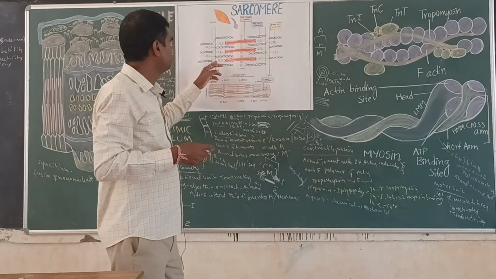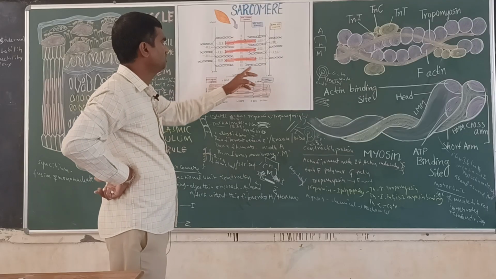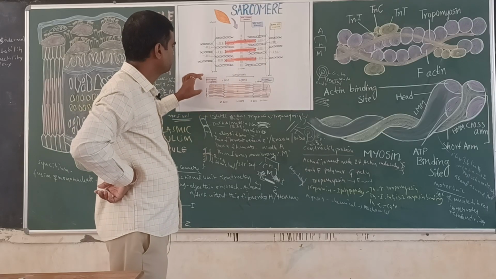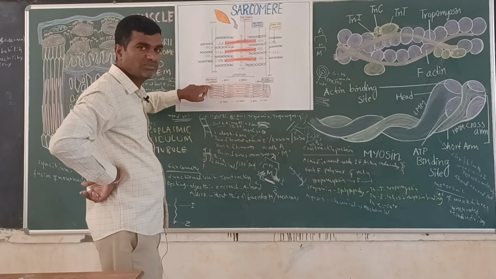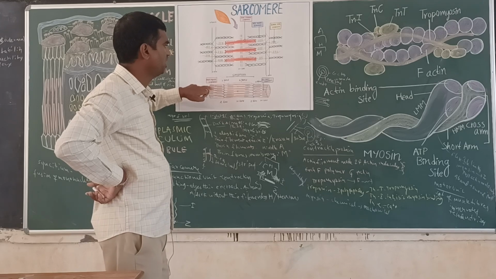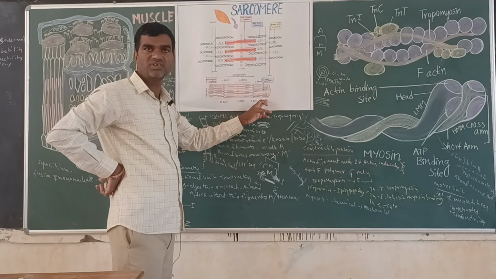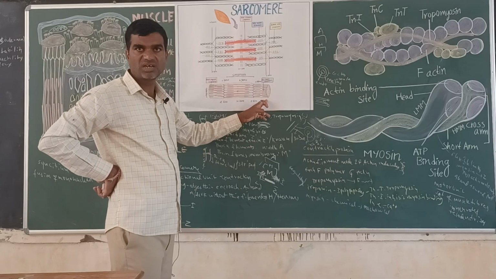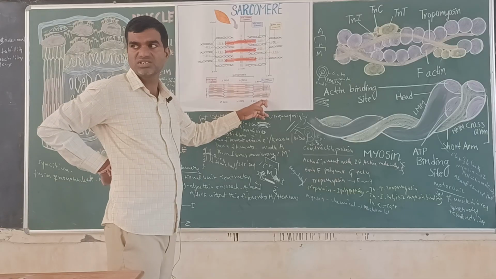Now here, this is the elastic titin filament, the central region, the M line. And next, this is the thick myosin filament, shown in red color. And here, the thin filaments, that is, the actin filaments. Actin is there, so it is the thin filament. The dark region is called the myosin filament. What is that? Myosin filament.